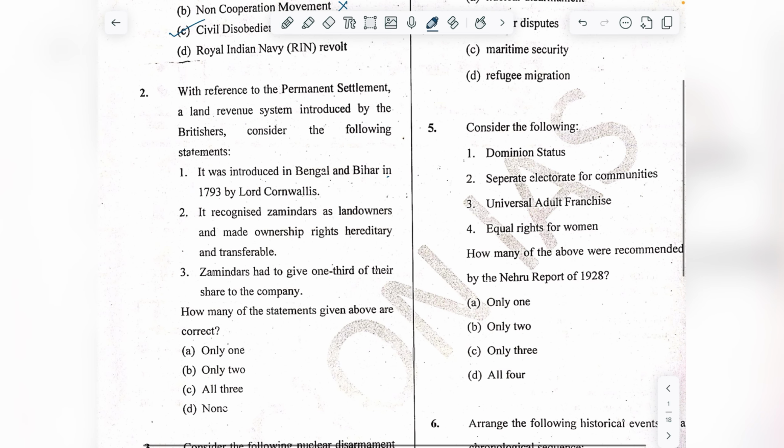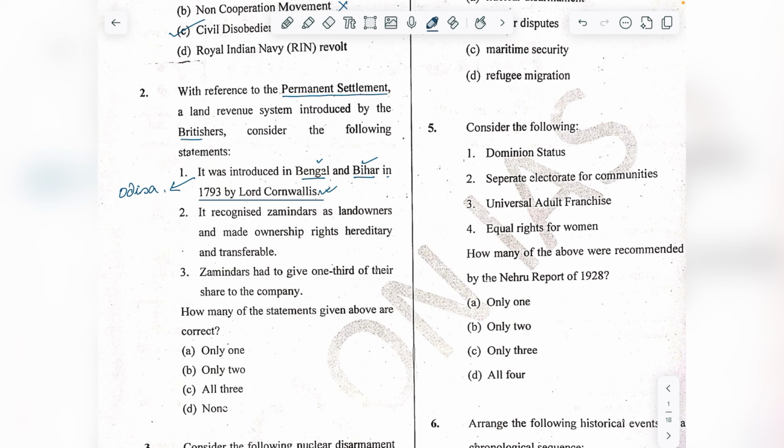Number 2 question. With reference to the Permanent Settlement, a land revenue system introduced by the British, consider the following statements. Number 1 statement: it was introduced in Bengal and Bihar in 1793 by Lord Cornwallis. This statement is correct, and it was associated with Bengal and Bihar and Orissa also.